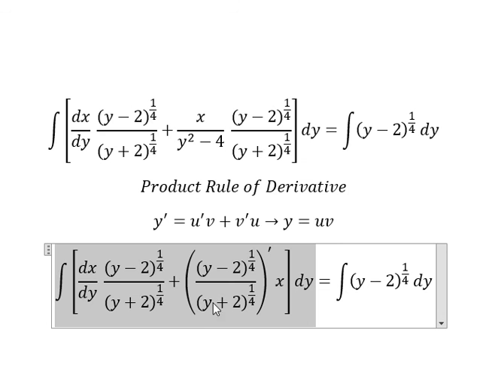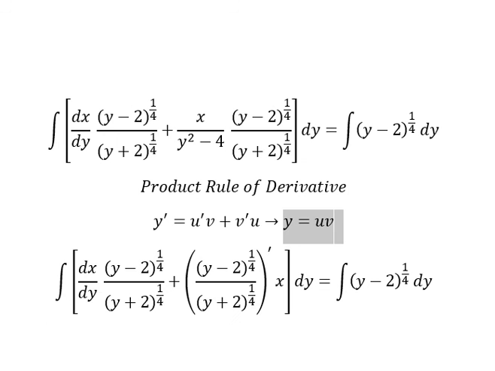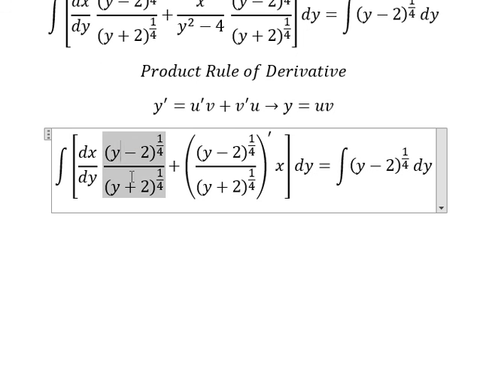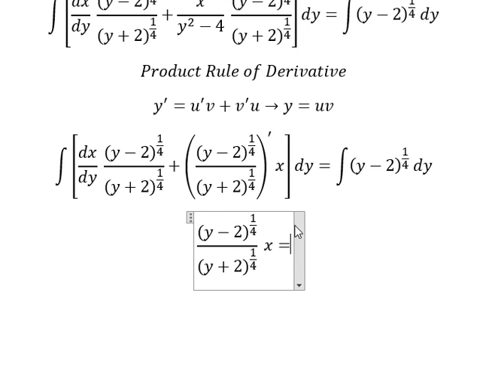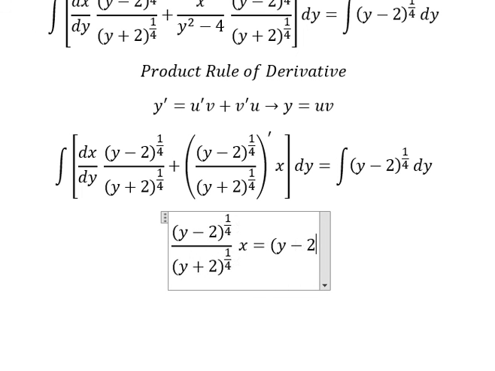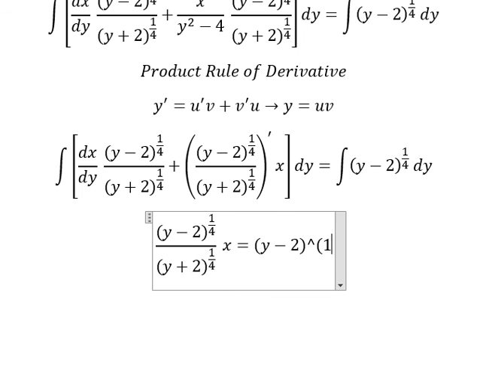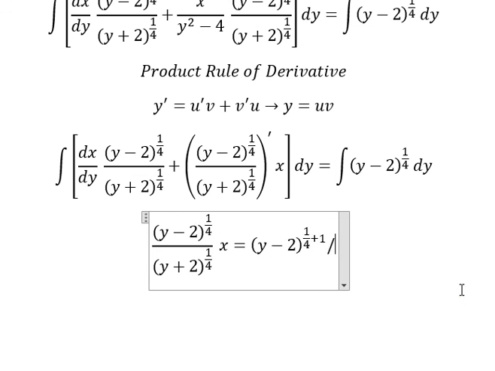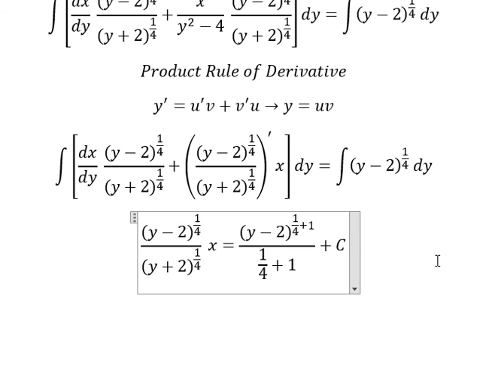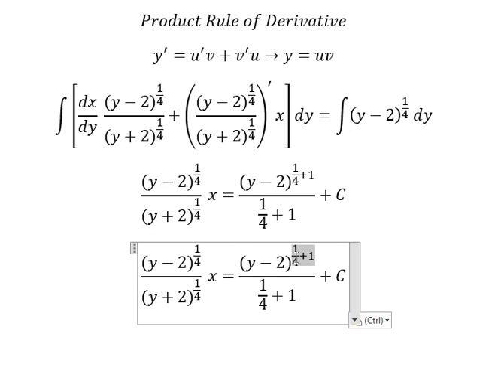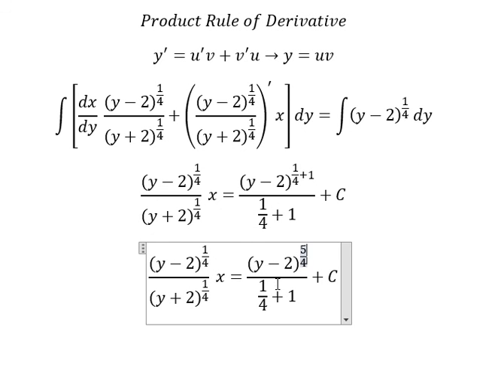Now if we apply the formula from here, you get this one multiplied by s. The integration of this one, we have y minus 2 to the power of 1 over 4 plus 1, over 1 over 4 plus 1, and we put c. This one we have 5 over 4. This one we have 5 over 4.